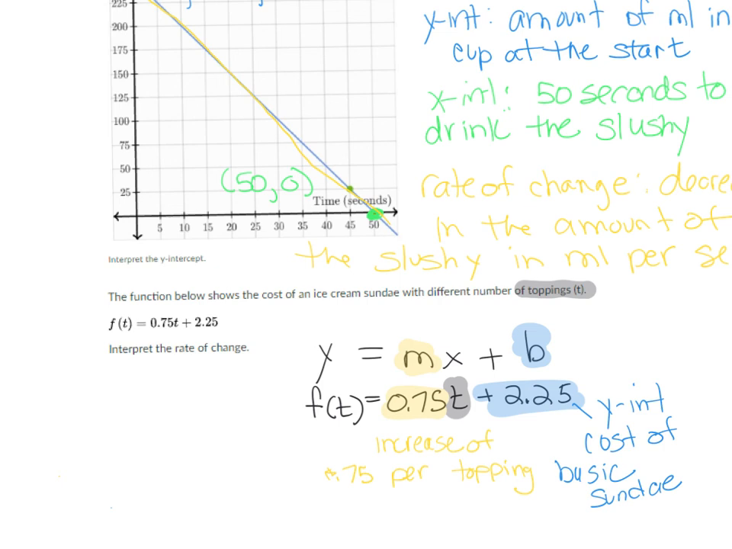And if we think about this over here, what does this part of the problem tell us? This part is our total price, the total cost of the sundae. If you just want the sundae the way that it comes, it's $2.25. But for each topping that you want, you have to add 75 cents, and that's that rate of change.